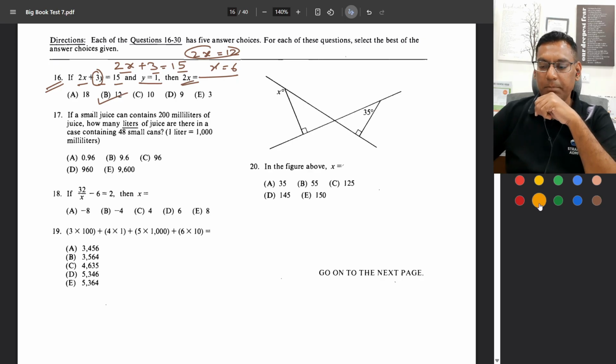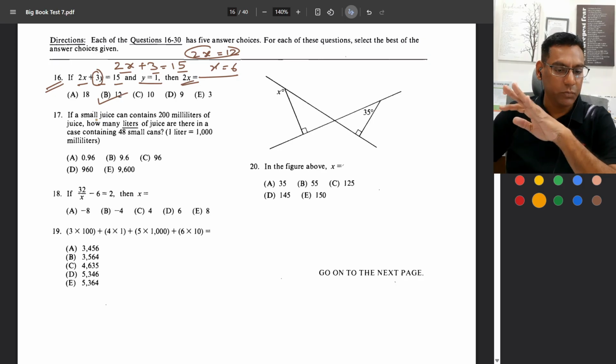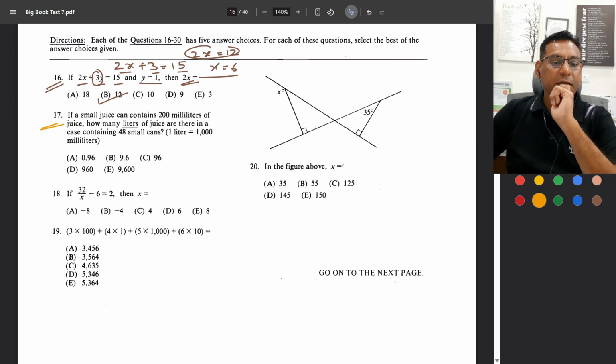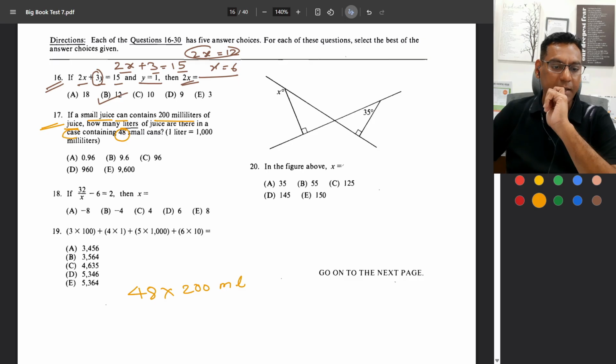As I keep mentioning, questions 16 to 20 are sort of the most straightforward ones. Question 17. If a small juice can contains 200 milliliters of juice, how many liters of juice are there in a case containing 48 small cans? So 48 small cans into 200 milliliters. That is the total quantity of this case, and 1 liter is 1000 milliliters. So I have to find out everything in liters.